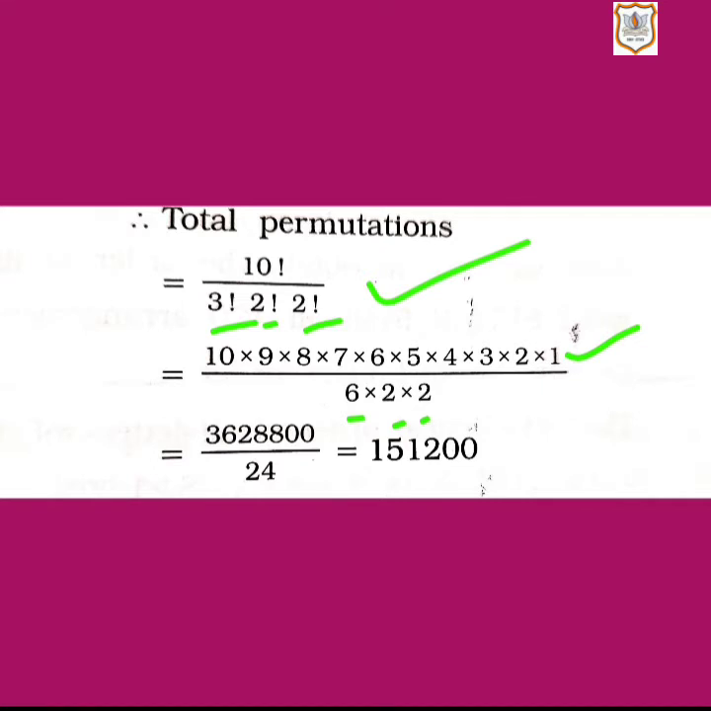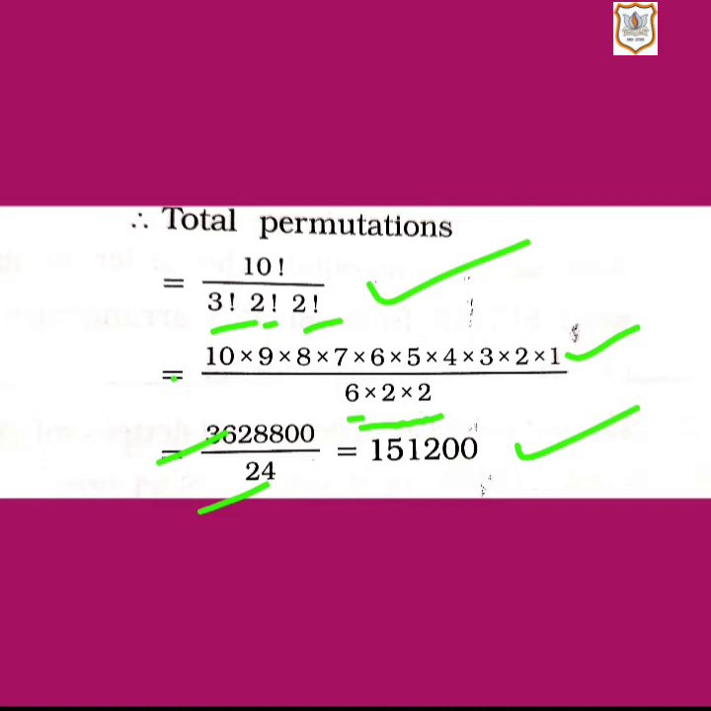Now if we multiply 10 into 9 into 8 into 7 into 6 into 5 into 4 into 3 into 2 into 1, that will give you 36,28,800. And 6 multiplied by 2 multiplied by 2 will give you 24. And when you divide it, it will give you 1,51,200. So the word bookkeeper can be arranged in 1,51,200 ways.